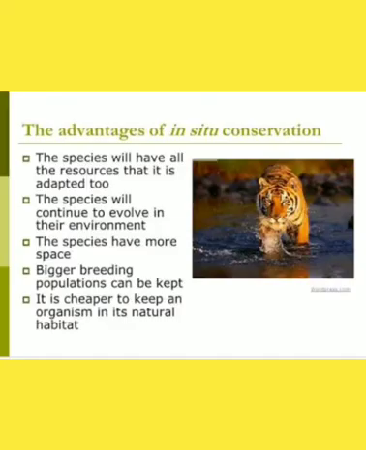So, the advantages of in situ conservation is that the species have all the resources that it is adapted to. The species can continue to evolve in their environment. They have more space to live. Bigger breeding population can be kept. And also it is cheaper to keep an organism in its natural habitat.